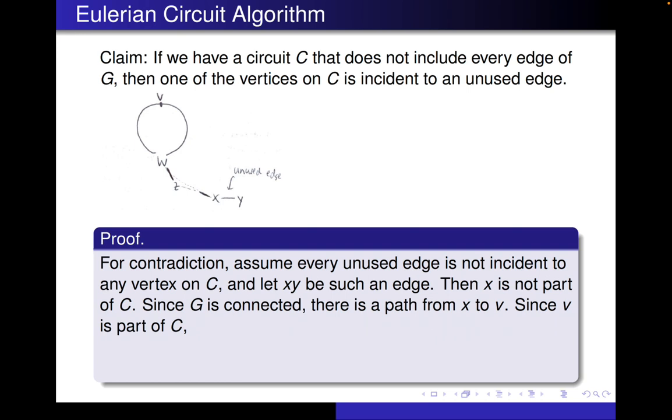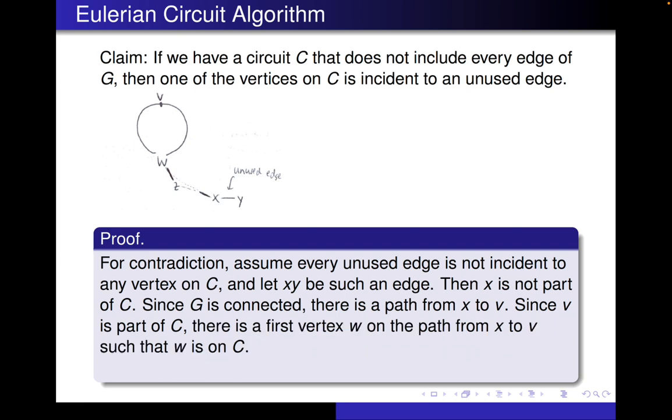So that means there is at some point along that path where we're going to enter the circuit, and we're going to let W be the first vertex on the path from x to V such that W is on the circuit C. Now, that vertex W might be V itself, but it might not. It might be that we enter the circuit at one vertex, travel along the circuit to get to V, and that's our path from x to V. But whatever it is, W is the first one that we get on.